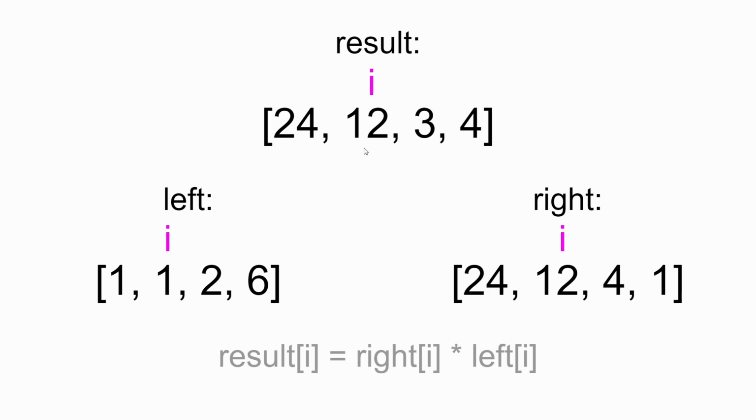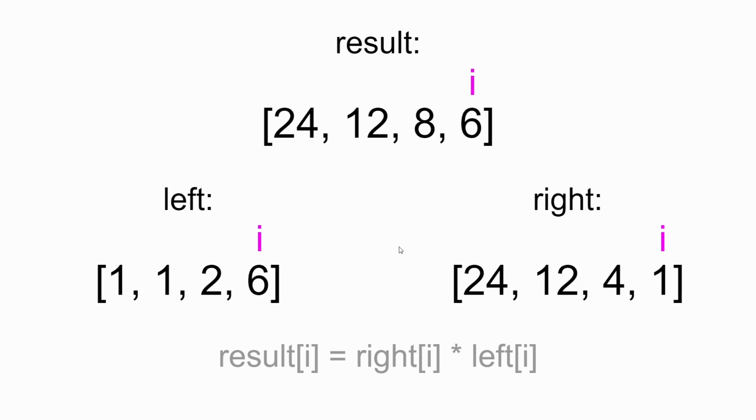And now we are going to increment I yet again. And we have result at I equals right at I, which is 4, times left at I, which is 2. And 4 times 2 is 8. So I'm going to update result at I to be 8. And then finally, we have result at I equals right at I, which is 1, times left at I, which is 6. And we know that to be 6.